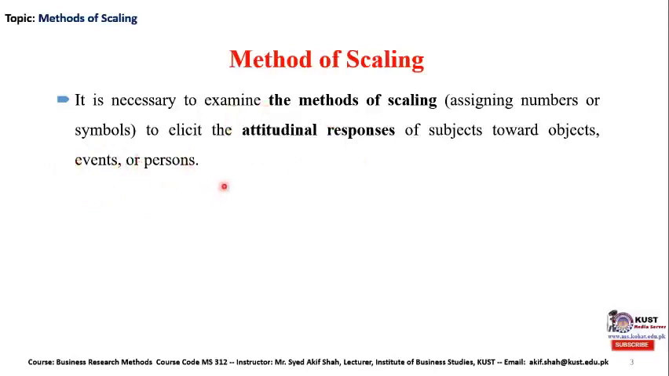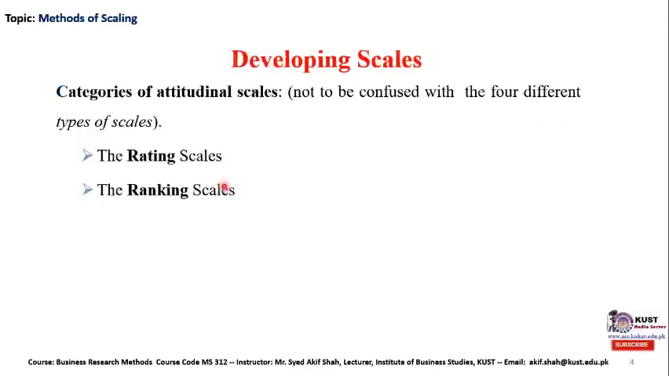Basically we have two categories of attitudinal scales, which must not be confused with the four different types of scales we studied in the previous lectures, which were the nominal scale, ordinal scale, interval scale, and the ratio scale. You must not get confused with those, because ultimately by utilizing these categories of attitudinal scales, consisting of rating scales and ranking scales, we are actually dealing with those four types of scales.